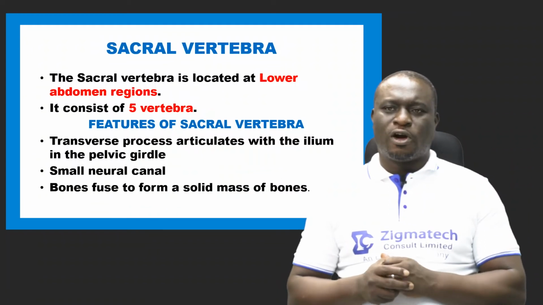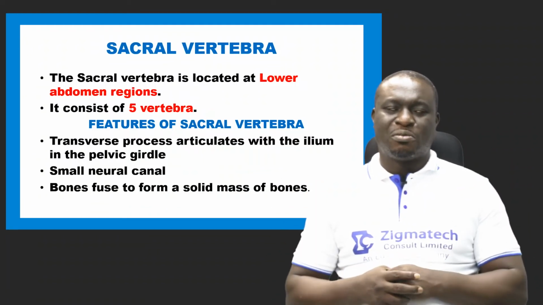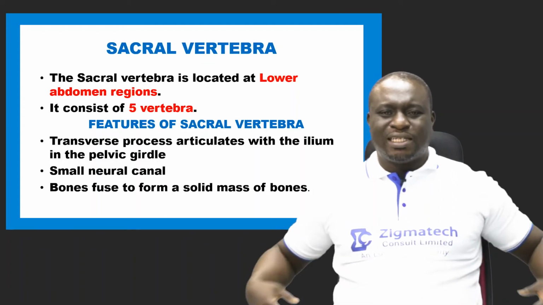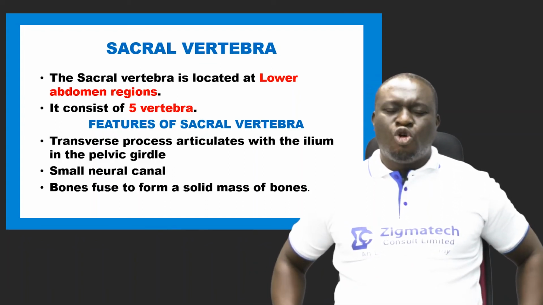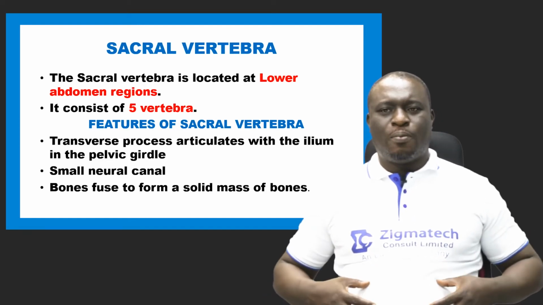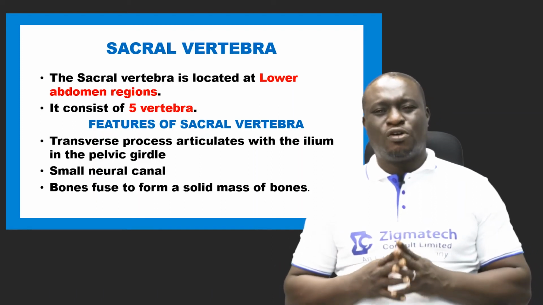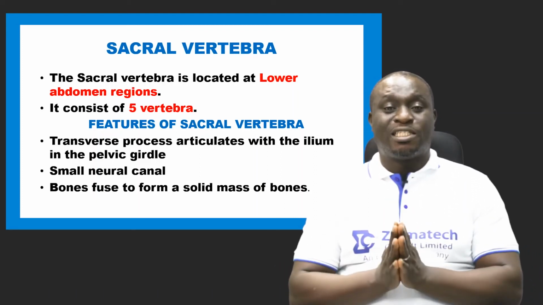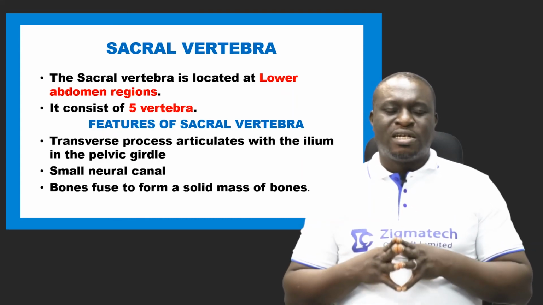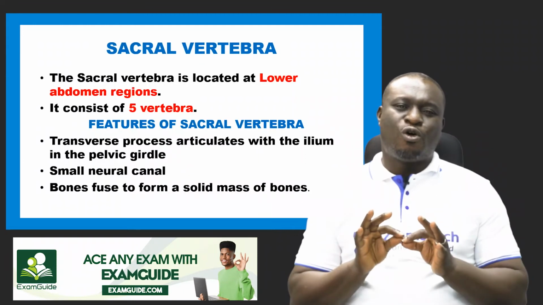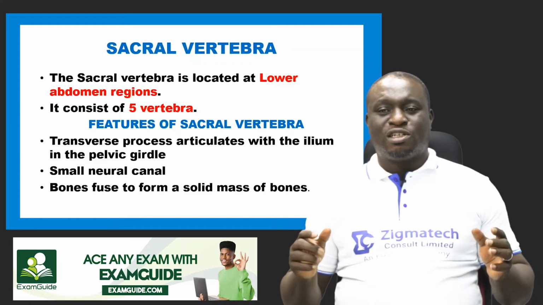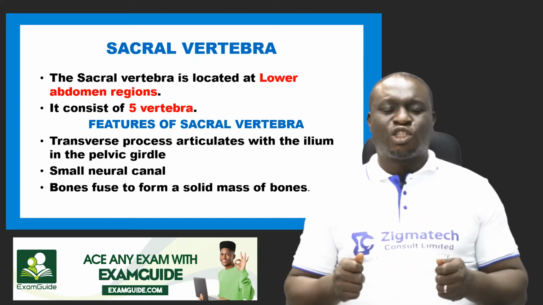Next is number 4, which is the sacral vertebra. Now, the sacral vertebra is located at the lower abdomen. The lumbar is at the upper abdomen. The sacral vertebra consists of five vertebrae. Now, these are some of the features of the sacral vertebra. The sacral vertebra has a small neural canal, and the transverse process articulates with the ilium.